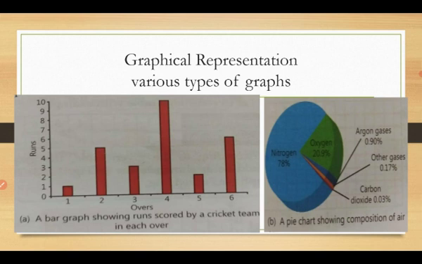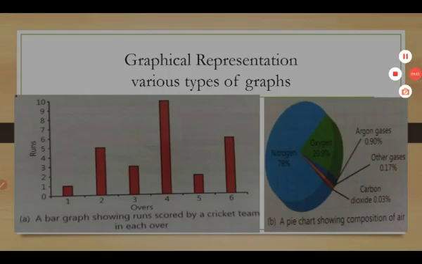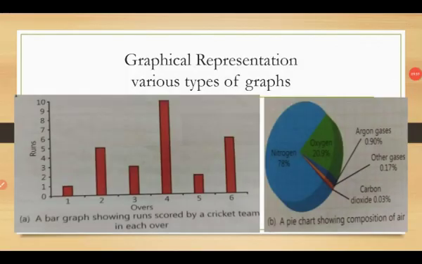Now here we will study the graphical representation of various types of things. Here you can see a bar graph showing the runs scored by a cricket team in each over. In the second picture you can see a pie chart showing the composition of the air.